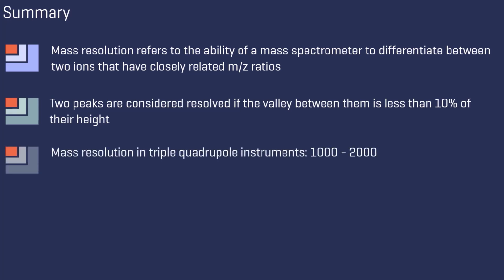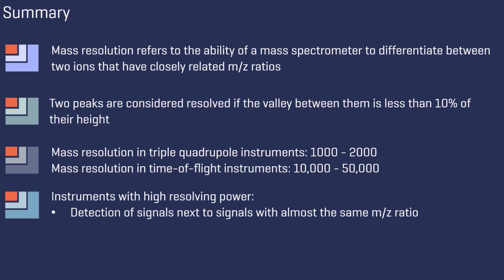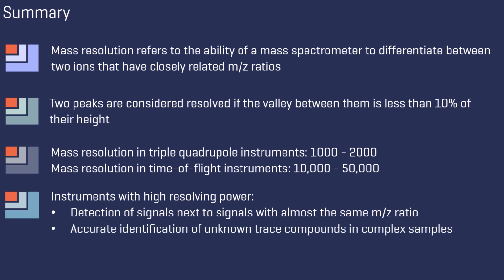Triple quadrupoles typically offer a mass resolution ranging from 1,000 to 2,000, while time-of-flight instruments typically achieve mass resolutions between 10,000 and 50,000. Instruments with high resolving power are able to detect signals next to signals with almost the same m/z ratio. This capability even enables the accurate identification of unknown trace compounds in complex samples. Due to the high resolving power, spectra of large molecules provide rich information.